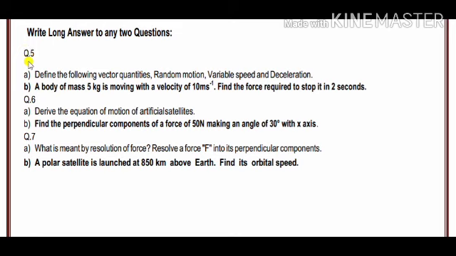Question number 5. Part A. Define the following: random motion, variable speed and deceleration. Part B. A body of mass 5 kg is moving with a velocity of 10 meters per second. Find the force required to stop it in 2 seconds.